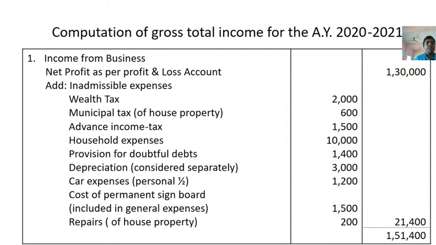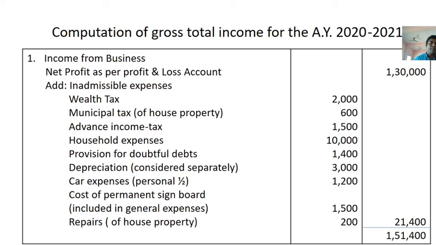I am going to teach you how to compute the income from business. First we need to take the net profit as per the profit and loss account. Then we need to add inadmissible, disallowable or not permissible expenses which are debited to the profit and loss account, which are categorized into four classifications. One is personal expenditure, second capital expenditure, third expenditure related to other heads, and fourth general items. One by one we will see.